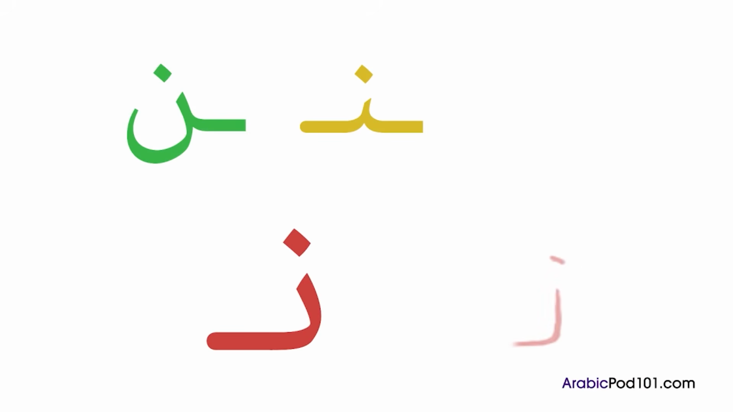So we have the initial form for when Noon appears at the beginning of a word, the medial form for when it appears in the middle of a word, and the final form for when it's at the end. Now try to write all 3. Noon.